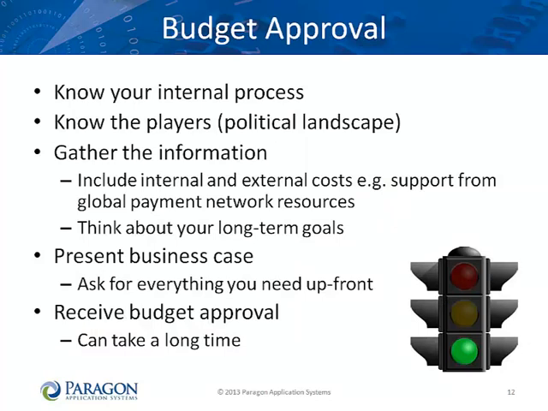When seeking budget approval, it helps to understand your internal processes and who are all the players. It's also a good idea to look at your project long term. What will you need to do to support EMV over the next 3 to 5 years, not just this year and next year? For example, if you are an issuer, eventually you will probably want to issue dual interface cards. So, do you start with those, or do you start with contact-only cards and reissue later?